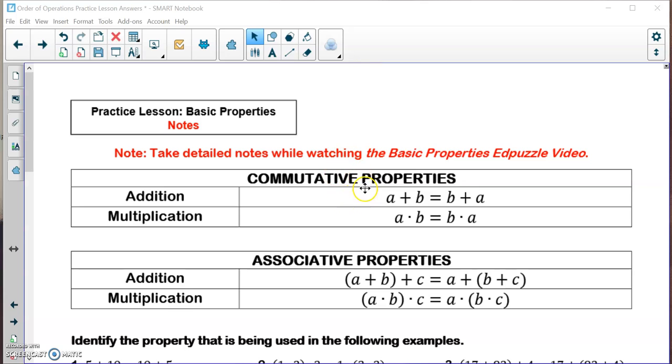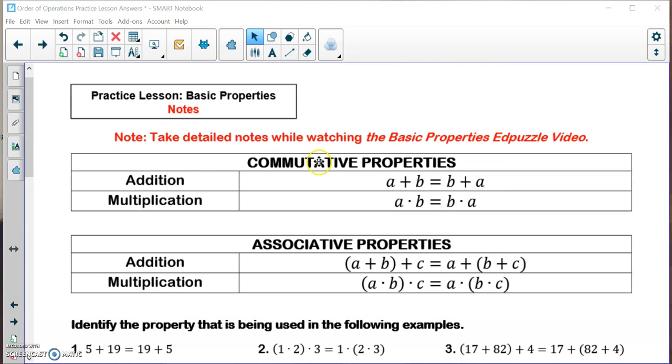All right, so now we're going to learn some basic properties that we will need to know for the rest of the year. But these are things that you already should have learned from previous years in math. That's the commutative property and the associative property. Now, there's the commutative property of addition and multiplication. Basically, the commutative property is just saying that addition can be flipped around. The order can be flipped around. A plus B is the same thing as B plus A.